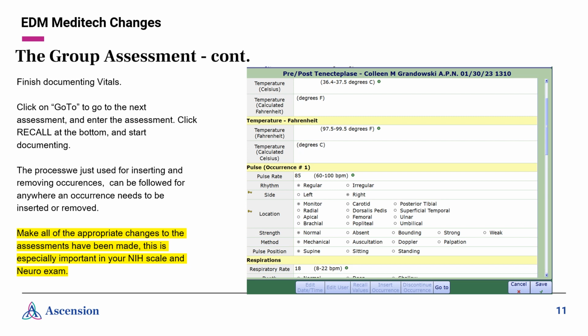Finish documenting all of your vitals and then click on Go To to go to the next assessment and choose the assessment that you want to document on next. Click Recall on the bottom and then start documenting. The process we just used for inserting and removing occurrences can be followed anywhere an occurrence needs to be inserted or removed. Make sure all of the appropriate changes to the assessments have been made. This will be especially important in your NIH scale and neuro exam.